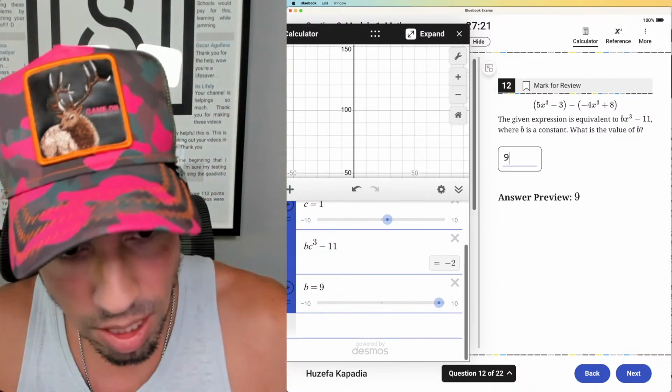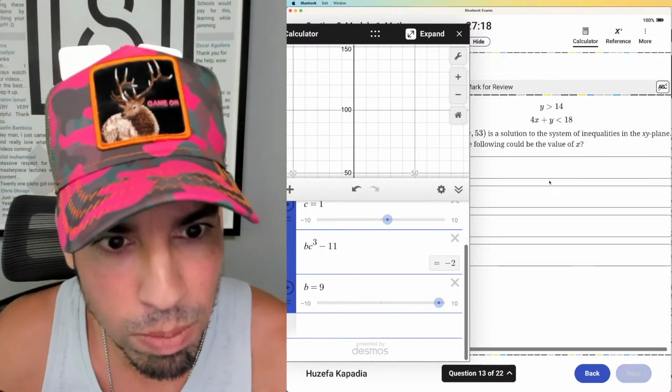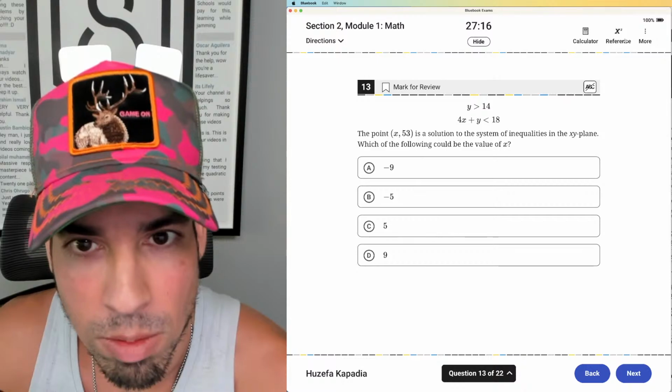Okay, I'm still going to say we got that purely with Desmos. I just had a typo. So boom. Next. This is going to be amazing too with Desmos.